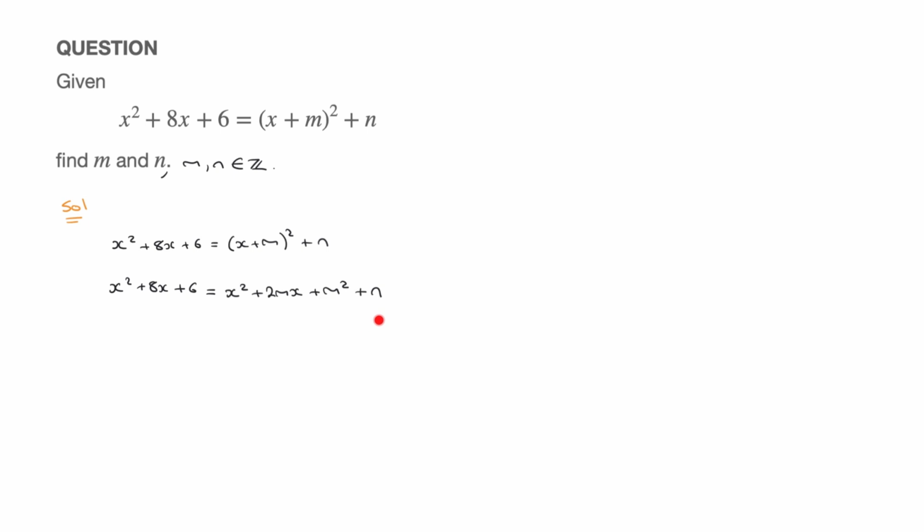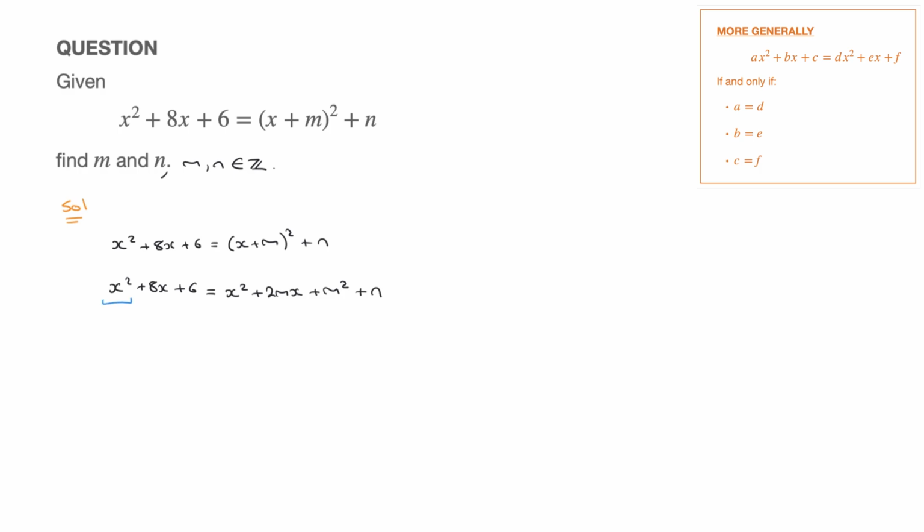Okay, now that we've reached this stage, the important thing to realize here is that the only way that this left-hand side can equal this right-hand side is if like powers of x are equal. Here's what I mean. The x squared term on the left-hand side needs to be equal to the x squared term on the right-hand side. And just looking at these two terms, it's quite clear that these are both equal. But carrying on this way, we'll need this plus 8x to equal this plus 2mx. And in fact, I'll write that on the right-hand side here. We'll need 8x equal to 2mx.